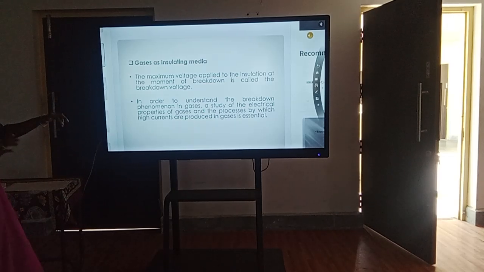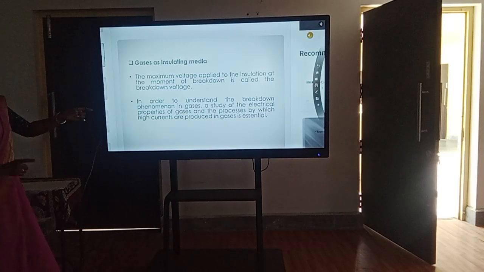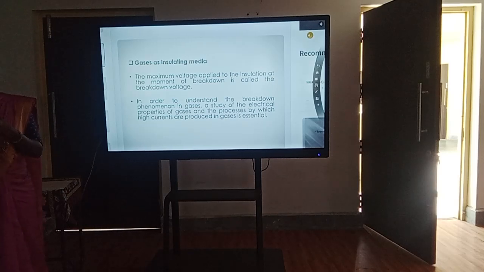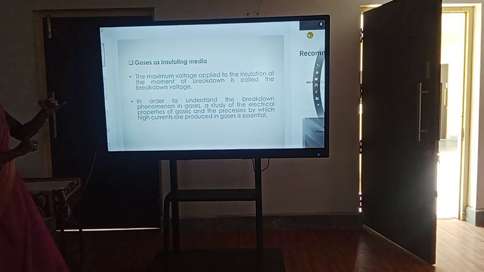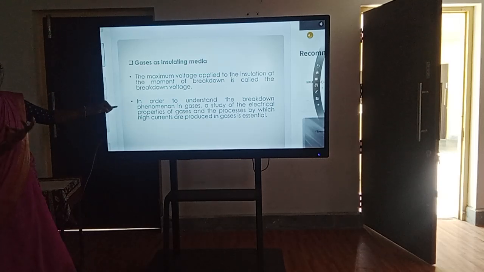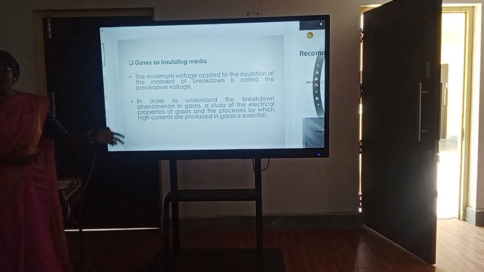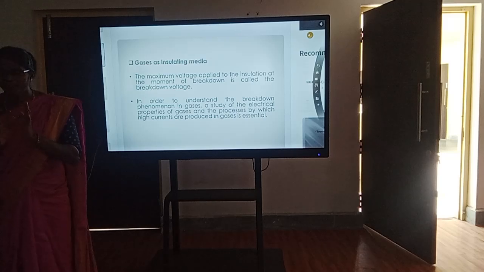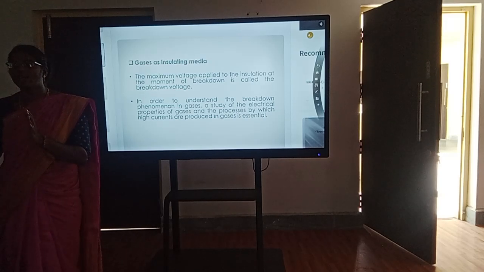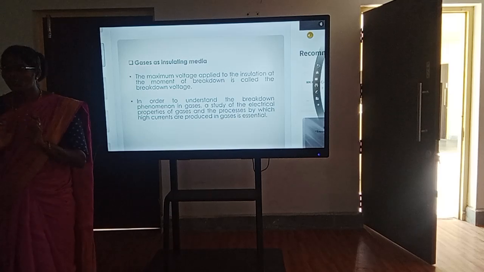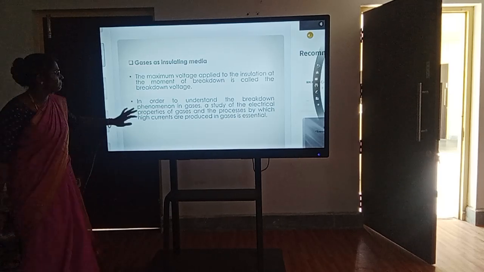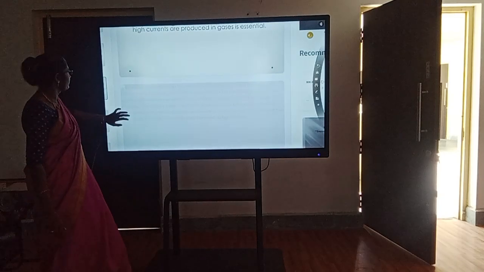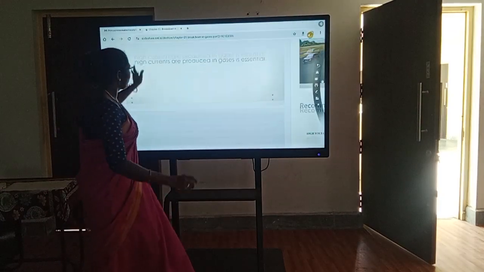Are you clear? The next one, in order to understand the breakdown phenomenon, is what is happening in gases. We have to study the electrical properties of gases. Under the gas medium, how will the electrical apparatus work out? Under that condition, how the high current can be produced in gases is essential. What maximum voltage the gases should withstand, and beyond what voltage condition they break down, we have to take note of. So that's all about the basics.